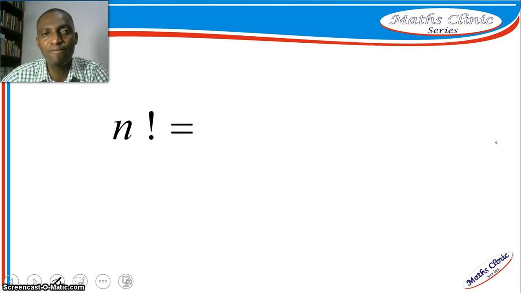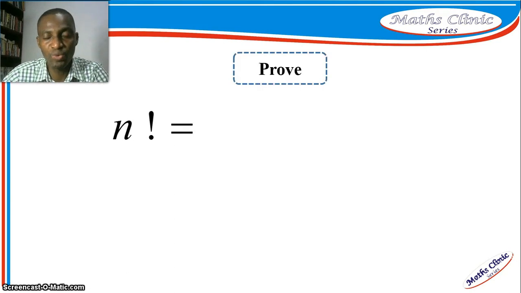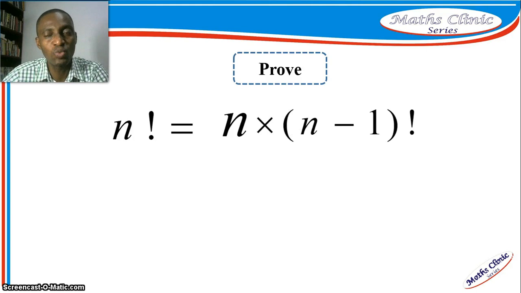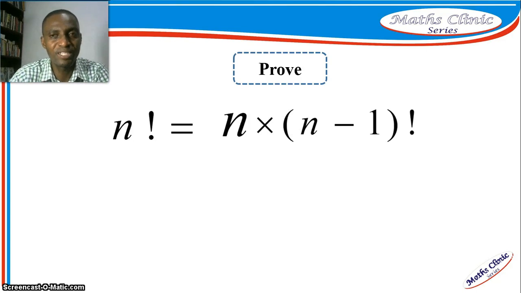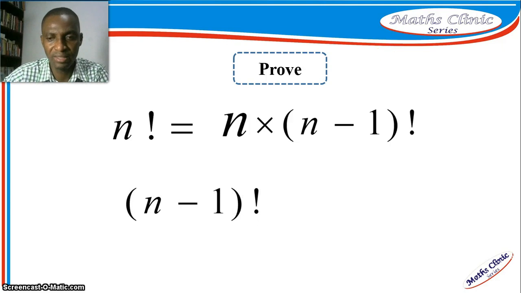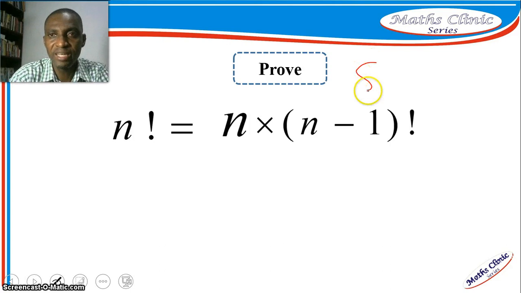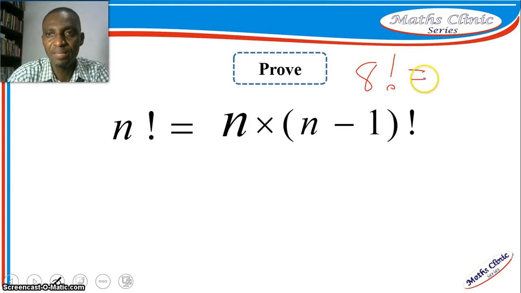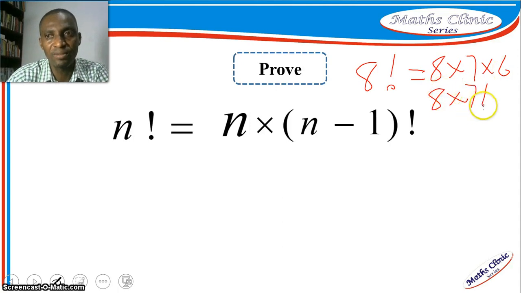Let's assume that I have n factorial. I know n factorial is always equal to n times n minus 1 factorial. Let me explain this further. If I have something like 8 factorial, it's the same as 8 times 7 times 6 continuously. It's the same as saying 8 times 7 factorial. Do you agree to that? Very important to take note of that.